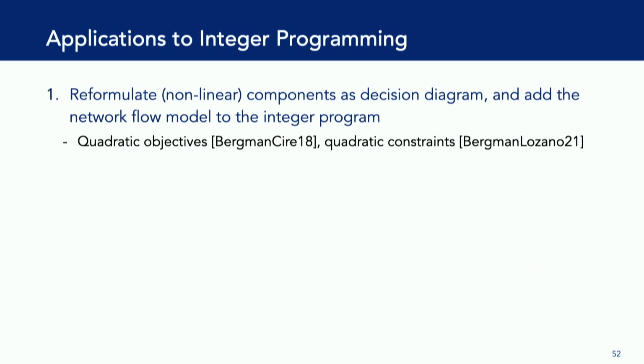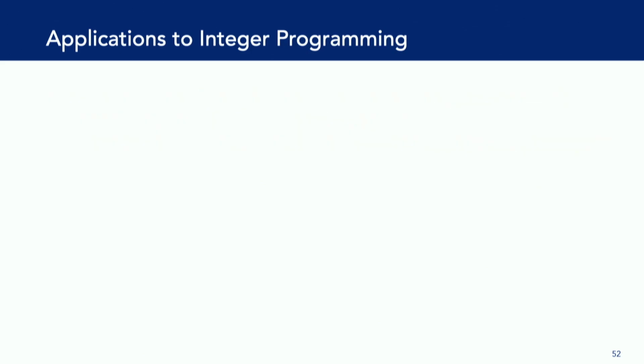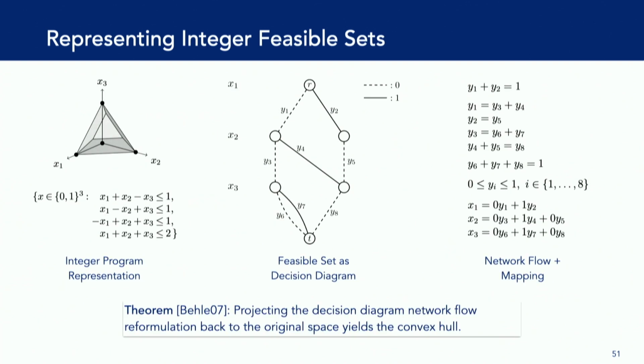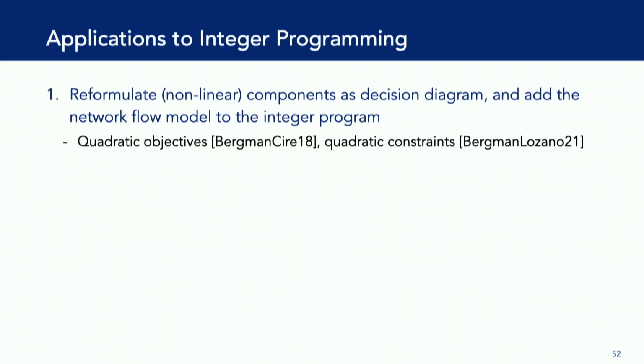So applications are, for example, if you have nonlinear components in your model, like objectives or constraints, you can encode them as decision diagrams and just not even map it back. Well, you map it back, but you don't have to do the projection back. You just give it back this formulation on the right. You have your network flow representation, the mapping, and you just dump that all in your integer program. That is the first application that's been very, very effective for quadratic objectives and constraints.